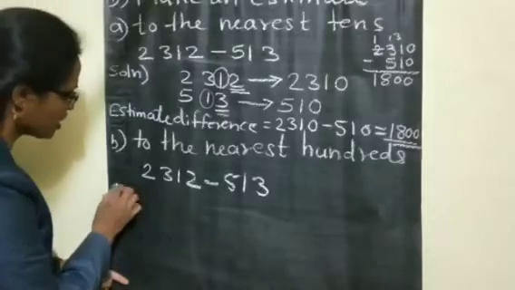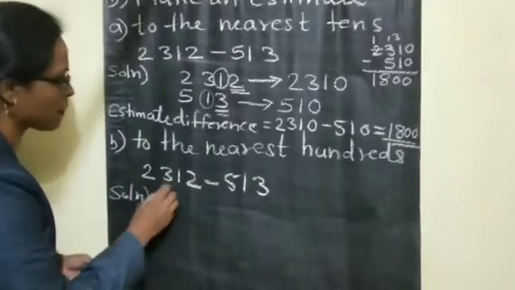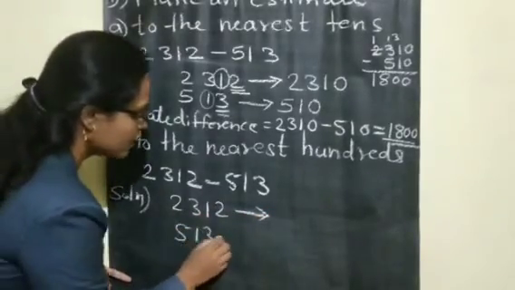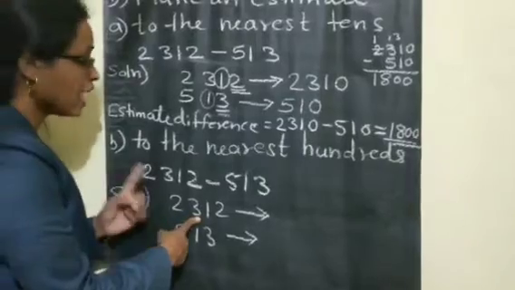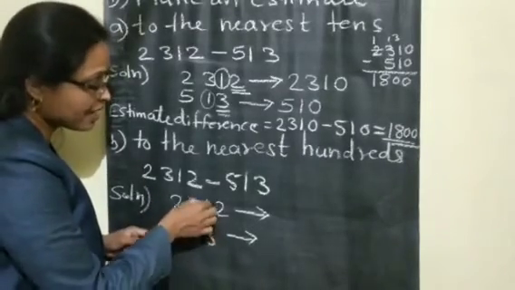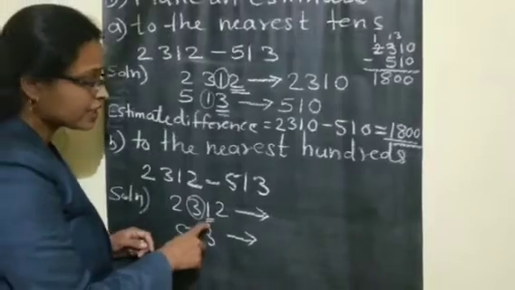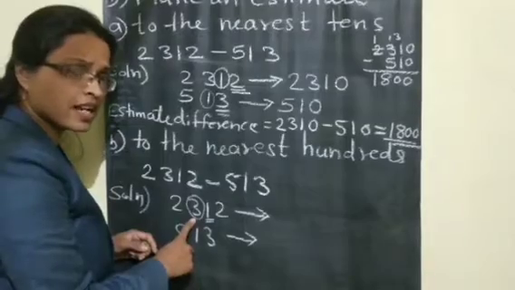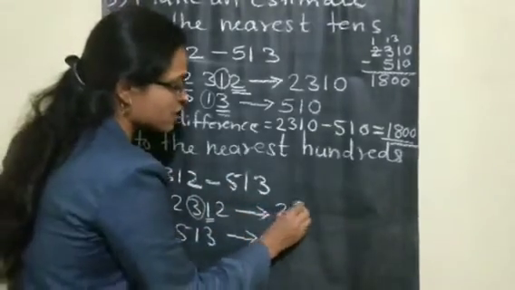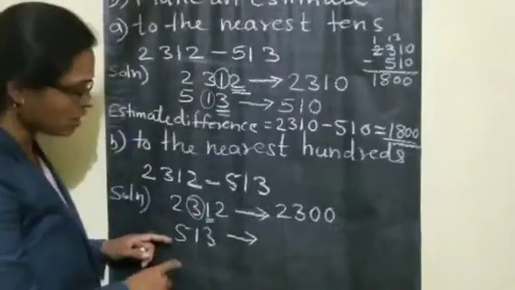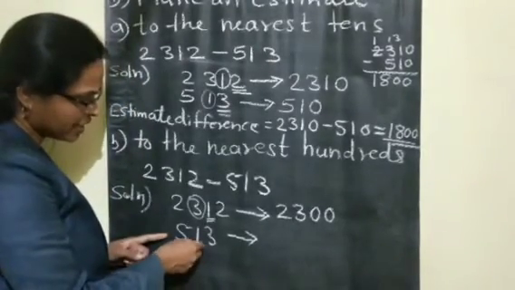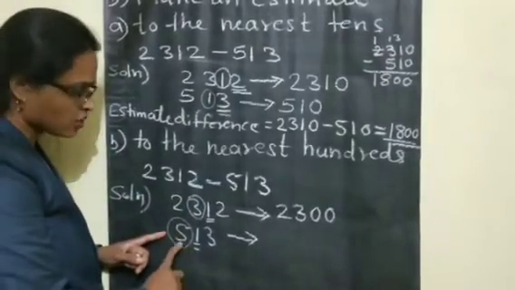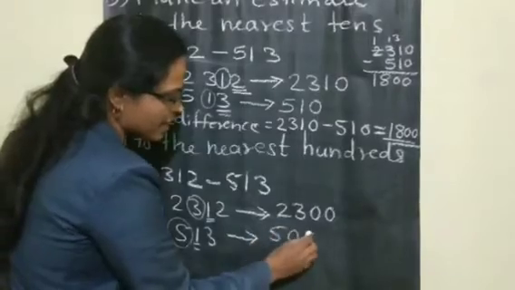Now let us estimate for the 100 place for the same number. So here, solution, B part we are solving now. 2312 and 513. Now rounding for the 100 place means observe the tens place and round for the 100 place. In the tens place here it is 1. So it is less than 5. So the 100 place, this 300, will remain the same. So here 2300. And now 513. Again observe the tens place and round off for the 100 place. Here it is also 1. So 500 will remain as 500 only.